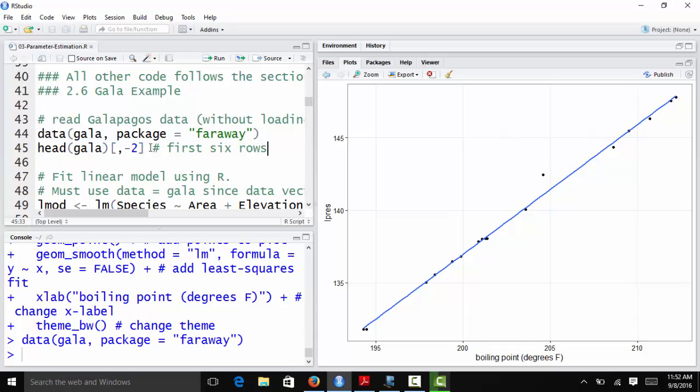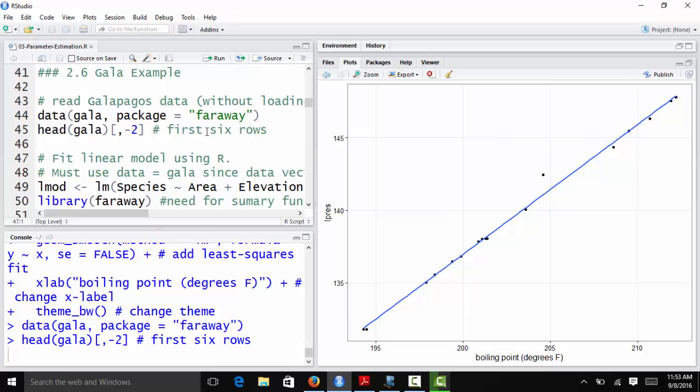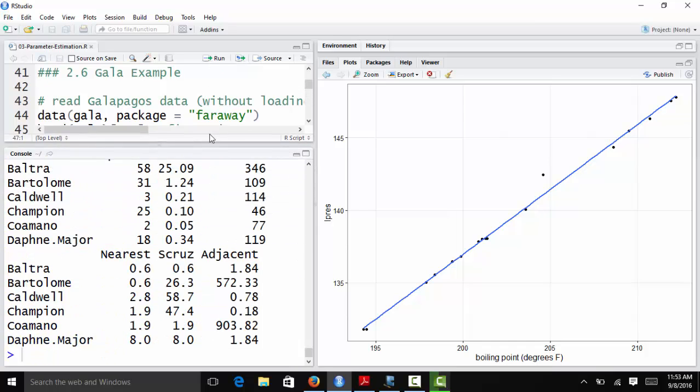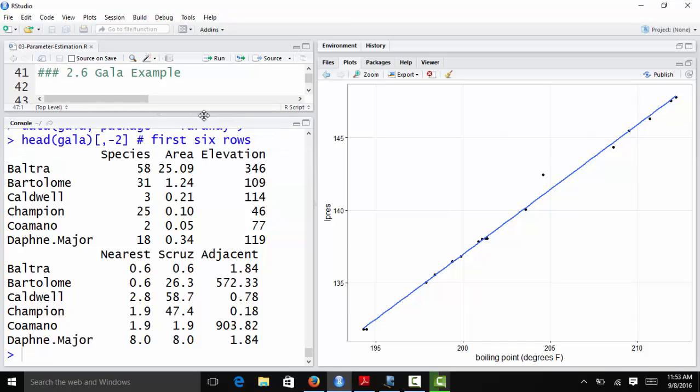And then it's always a good idea to use the head function to look at the data, just to get an idea of what it is. The reason that we have this -2 here is because we do not need the second column, that second variable, which we're not going to use. So I'm just removing it before we look at the data for simplicity. All right, so here's our data set. We have the names of the different islands here, so Baltra, Bartolome, Caldwell, Champion, etc. Then we have our response and the 5 different predictor variables.